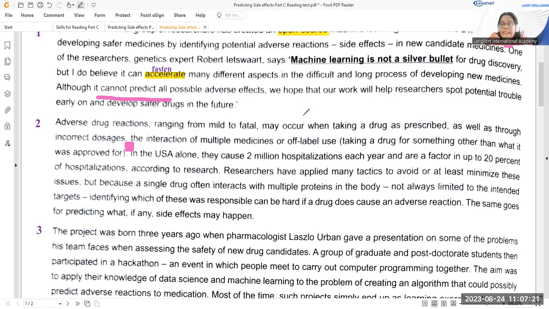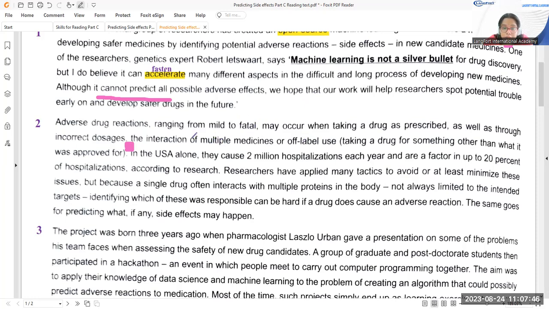Okay, so here the writer starts with the negative drug reactions, and the writer is like, you know what, the negative drug reactions from mild reactions to life-threatening reactions may occur when you take the drug as prescribed. If you're following the correct dosage, also you can get mild to fatal reactions. And he's like, also if you take incorrect dosage as well, it can cause mild to fatal reactions.